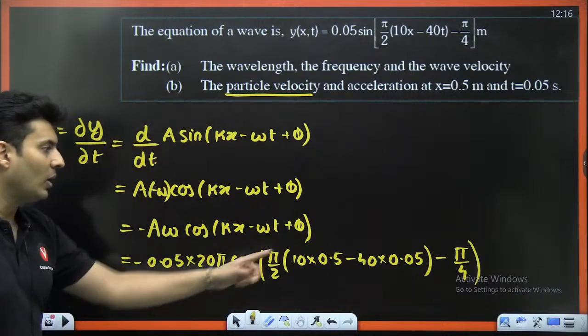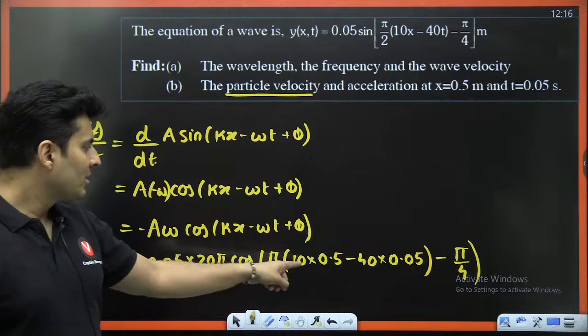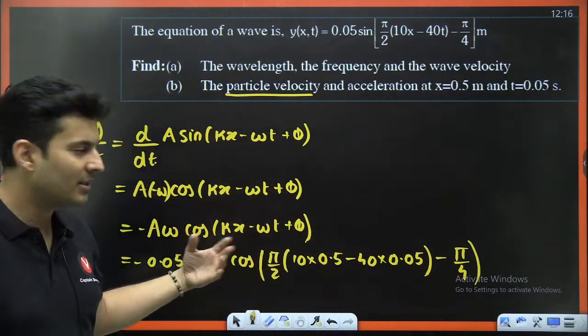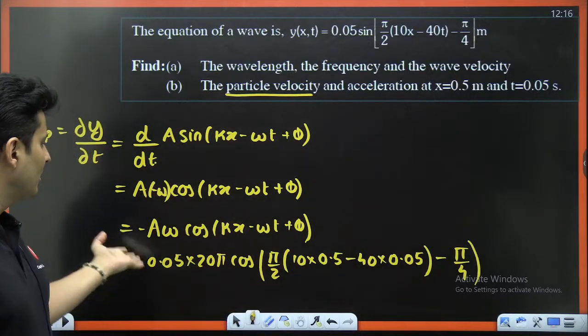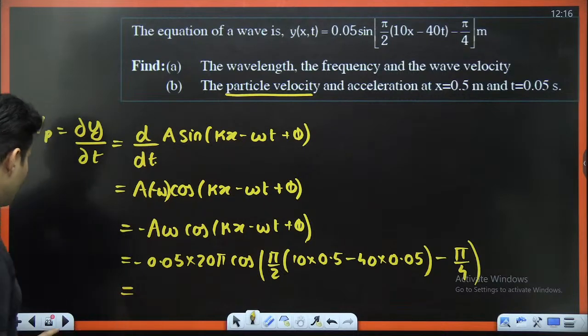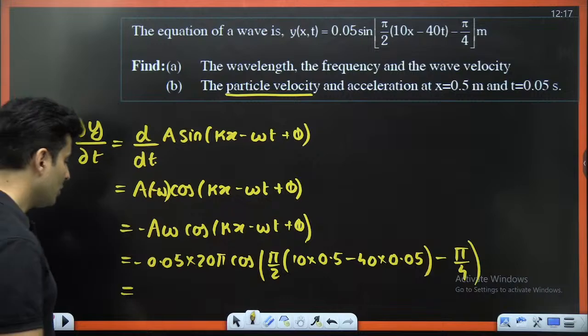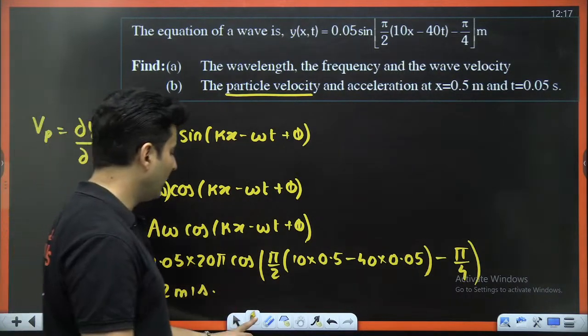I think you'll have to find the cos of this. It's not going to be very lengthy. Just do the simple thing. You will get the answer in terms of pi. So you should just know what is the cos of 30 degree, 45 degree, 60 degree, standard things. You will get the answer. I think you should get the answer as 2.2 meters per second after substituting everything.